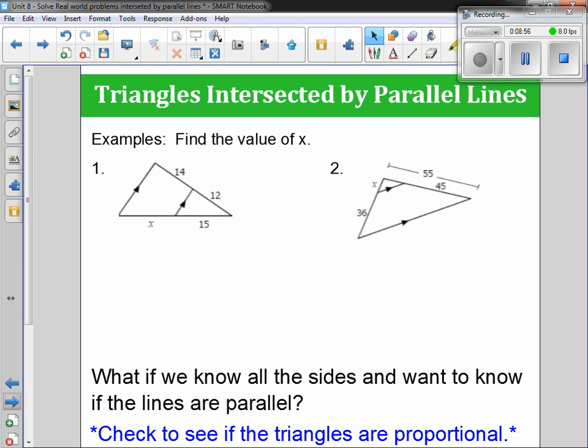So here I have 2 examples where I know in fact the lines are parallel because I have the symbols with the little triangles here. So I'm going to set up my proportion, comparing my proportional sides. So x compares with 15 and 14 compares with 12. So x is proportional to 15 and 14 is proportional to 12. We cross multiply. 12x is equal to 210, that's 15 times 14, divide by 12, and x is equal to 17.5.